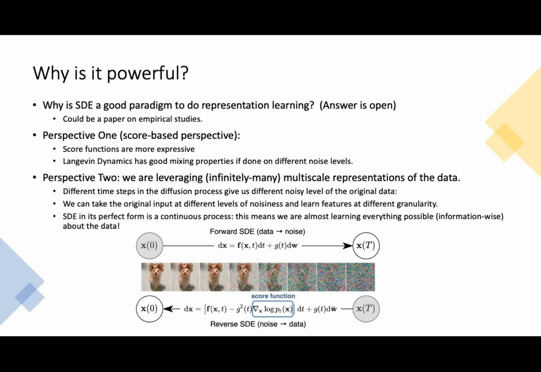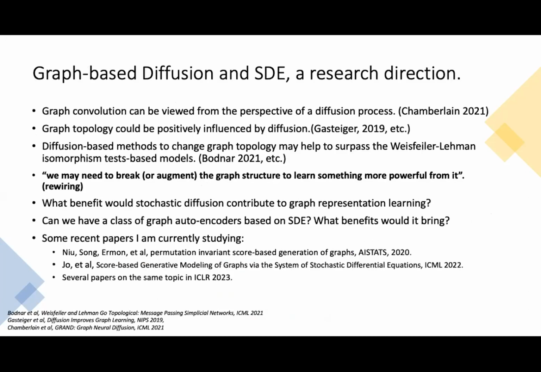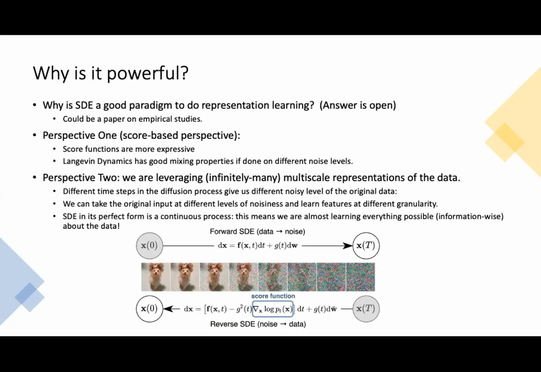Perspective one is the score-based perspective, because we know the score functions are modeling the energy function, and the energy function is a much more expressive function than the density function. And as the score-based generative model paper shows, Langevin dynamics has good mixing properties if you inject different scales of noise into the process. The second perspective is perhaps that we are doing this continuous perturbation, so we have infinitely many representations of the data. That perhaps makes it more powerful when you are doing it in reverse. So this is basically my understanding of why this is the case, but if you have some ideas, please do share them with me. I'm also very curious about why this model works.